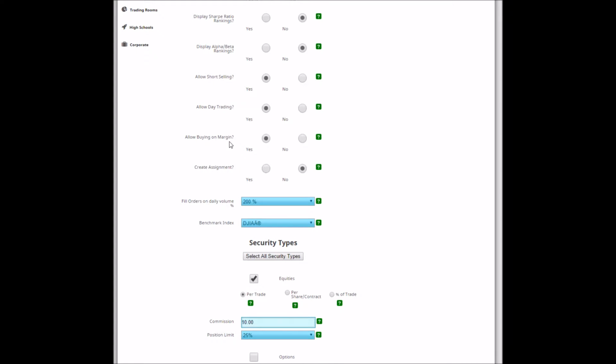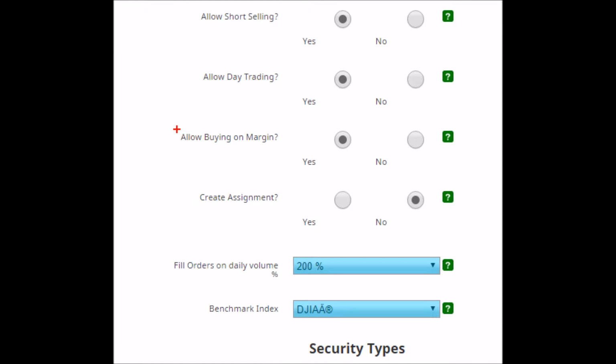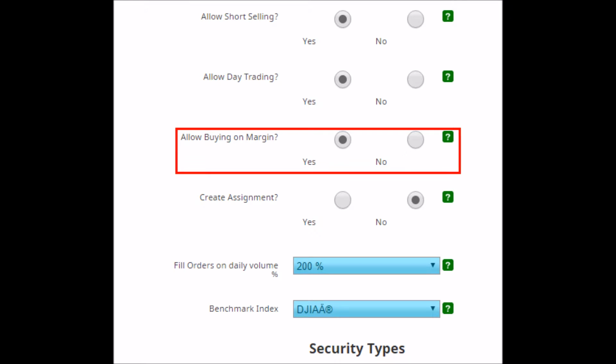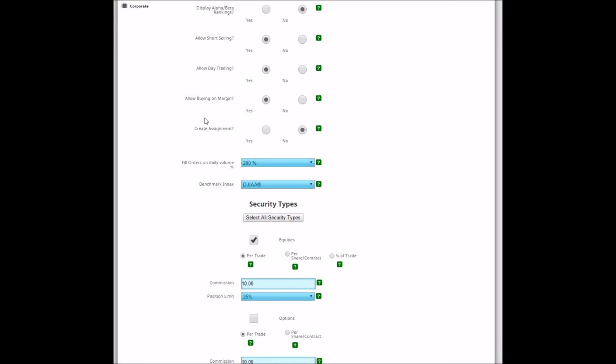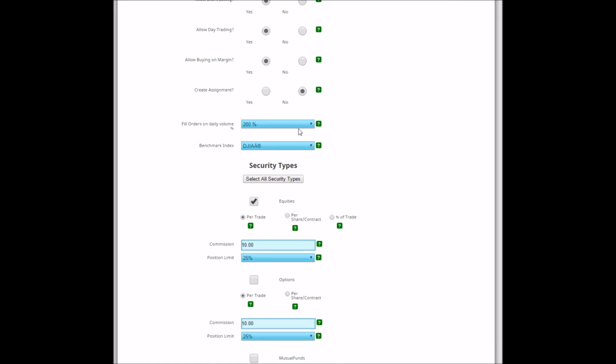The same goes for trading on margin. If you allow trading on margin, your students can borrow up to their initial portfolio value in additional cash. If you allow trading on margin, this happens automatically. So as soon as your students use up all their cash, they'll be able to borrow to use more. For create an assignment, I'll cover this more in detail later, so for now we'll leave this setting as no. You can always create an additional assignment later if you don't at the contest creation process.